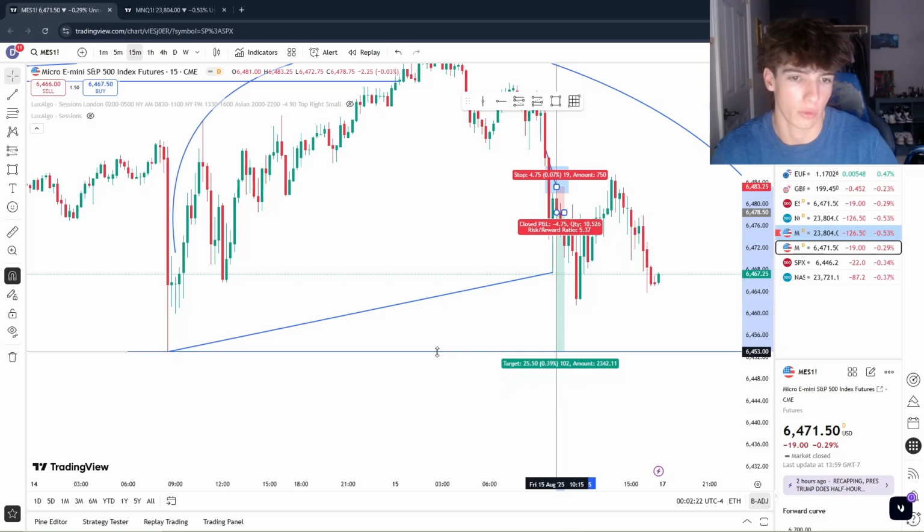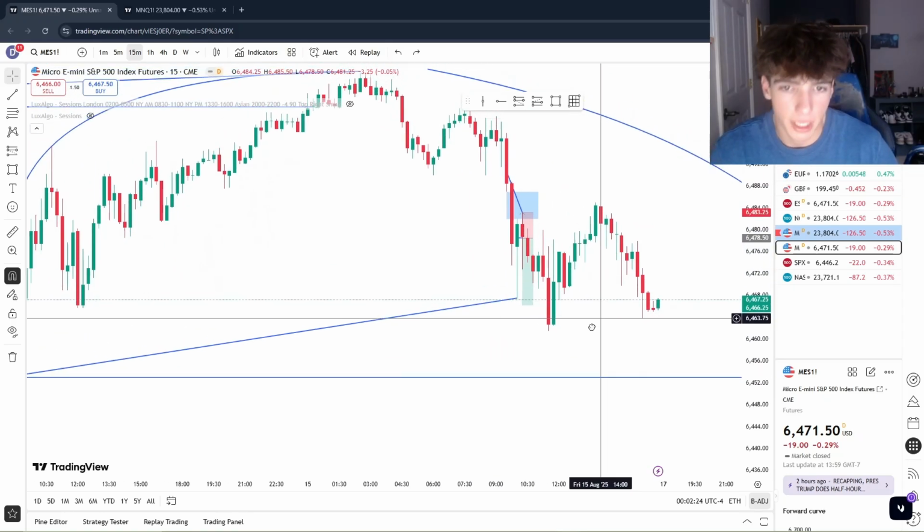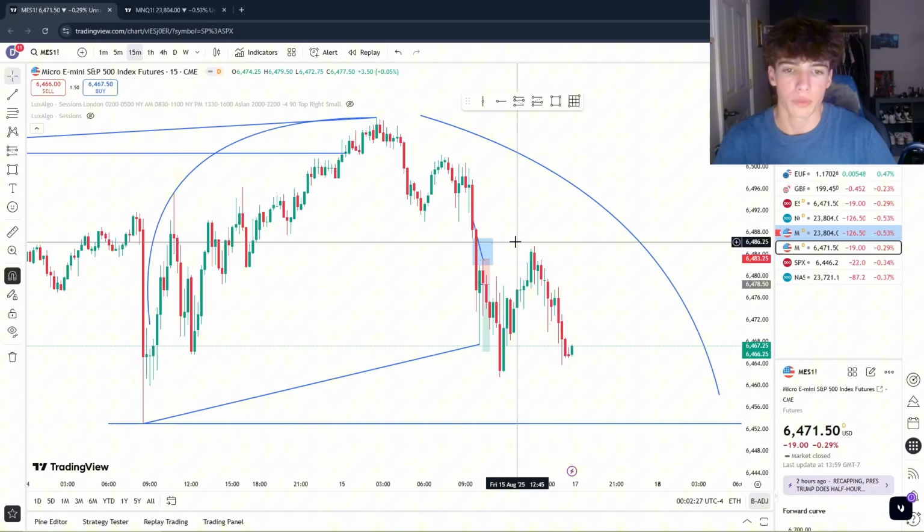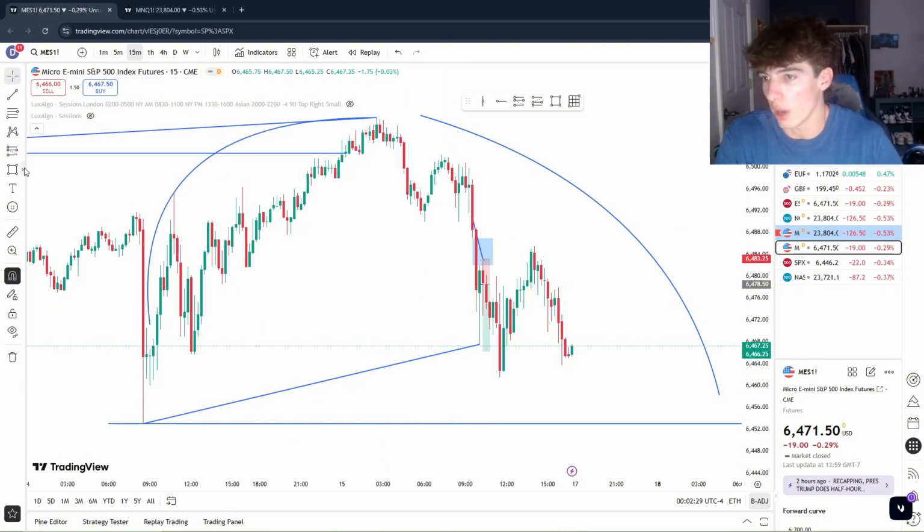Something like that, maybe even this low if you're confident in that. Why does that make sense? Because it's in line with the higher time frame. If you look right here, this is telling me confidently that we should go low, right?